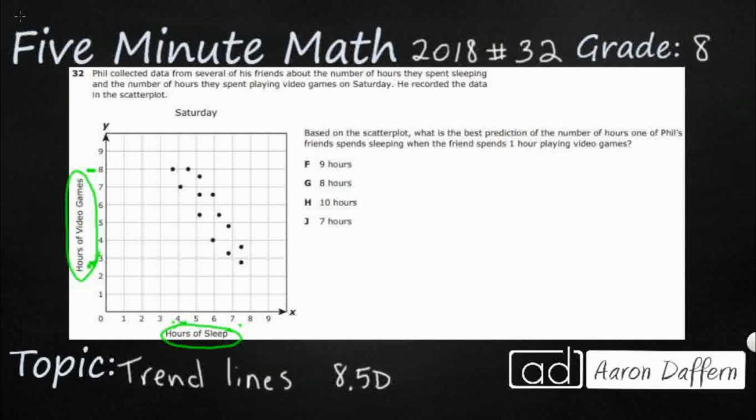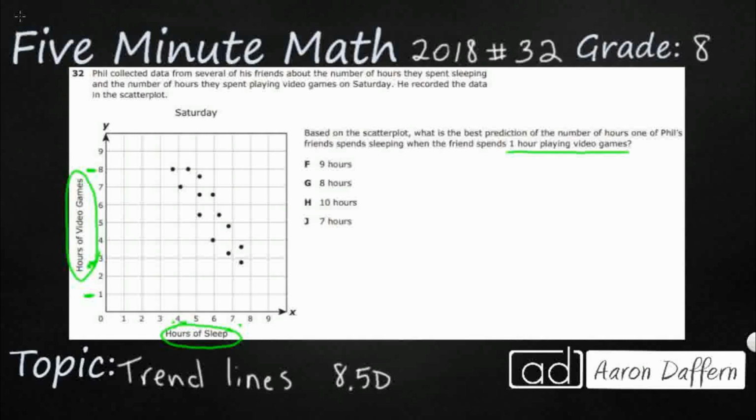So based on the scatter plot, what is the best prediction of the number of hours one of Phil's friends spends sleeping when a friend spends 1 hour playing video games? Okay, so take a look at what they're asking us to predict right here. 1 hour playing video games. So here it is, right here. So on the y-axis, we're looking at 1. And so we need to predict where that would fall for our data set here.